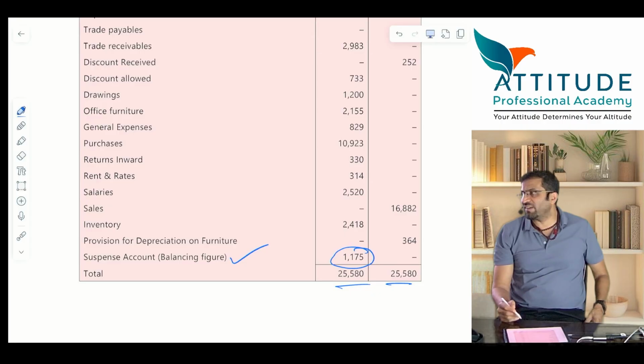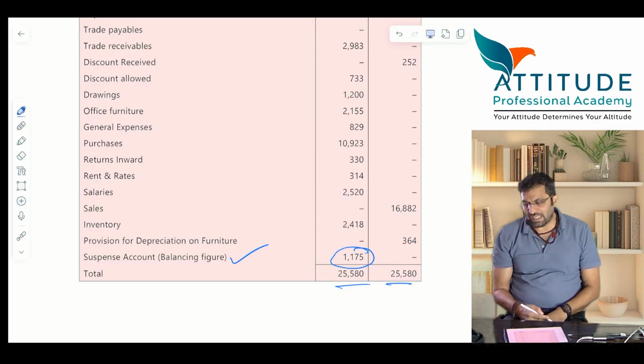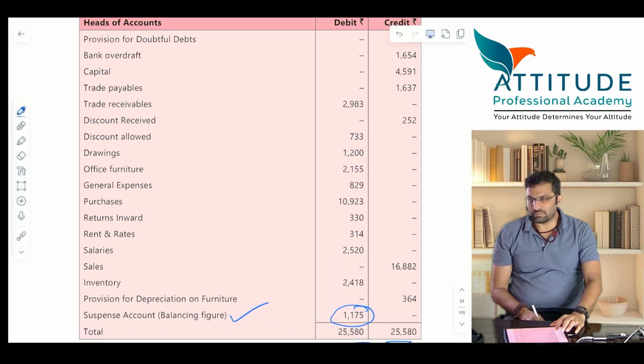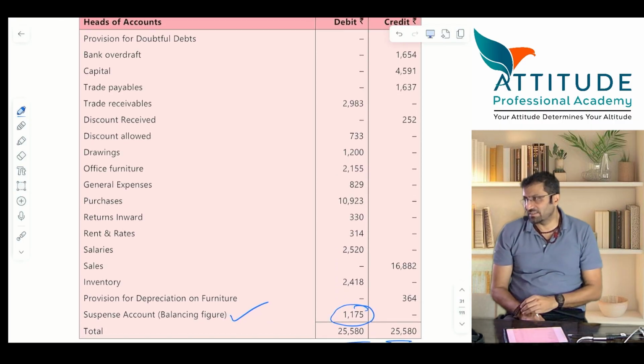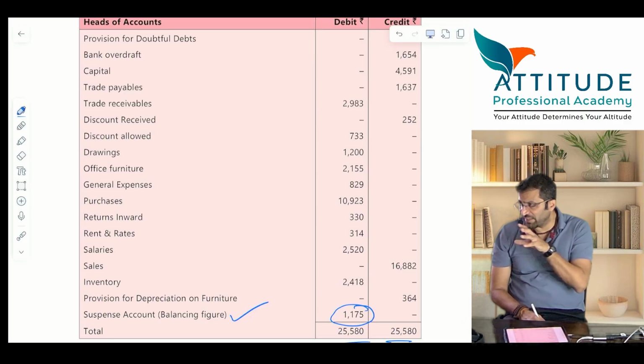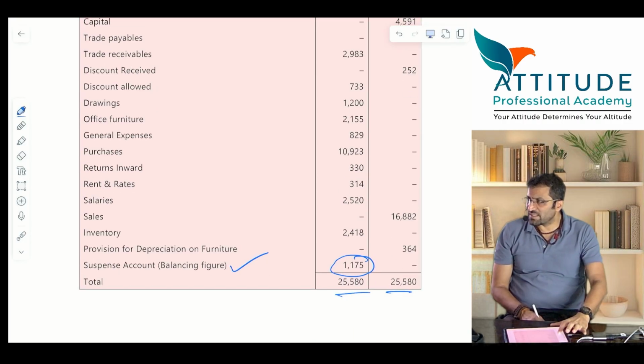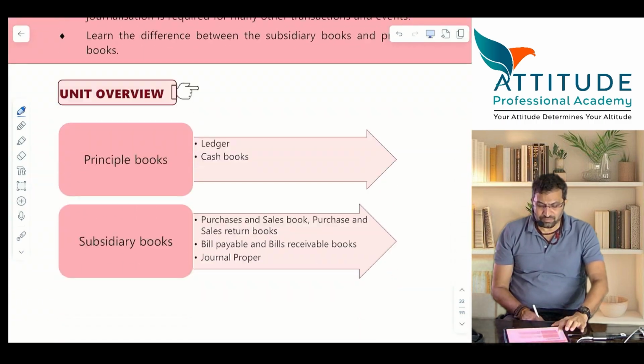Where there is a shortfall, put it as suspense. Is that clear? Marks are important. If it doesn't tally, you should know how to tally. And you should be confident that everything I have put is correct. The balancing figure is suspense. Come on.